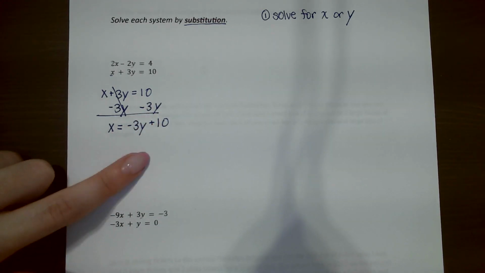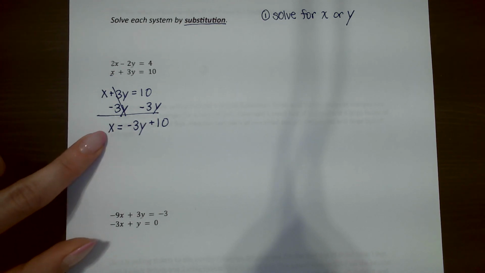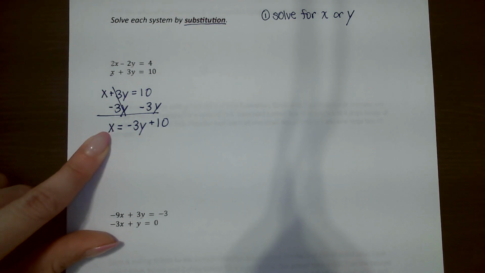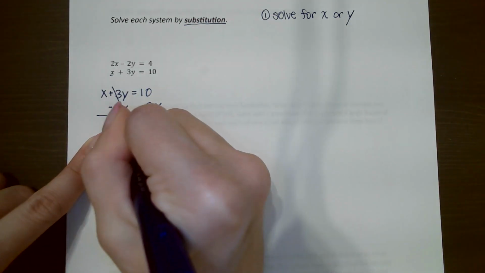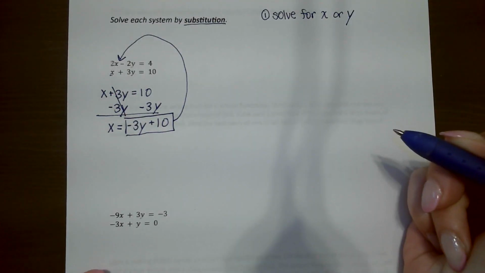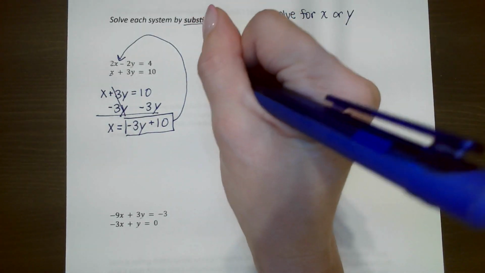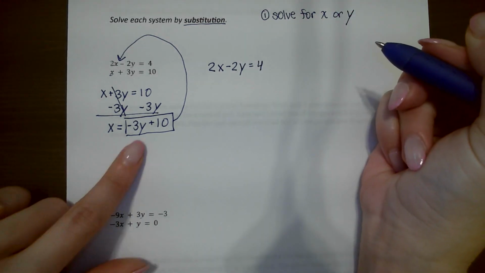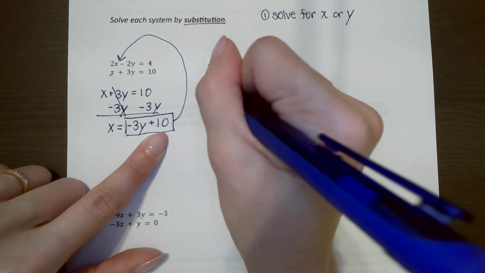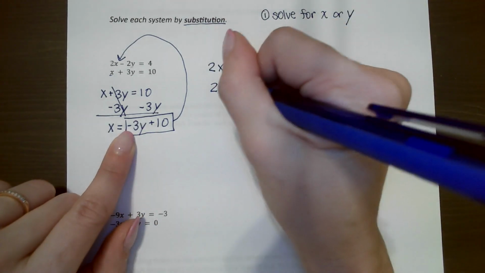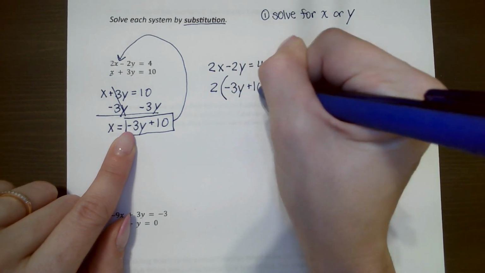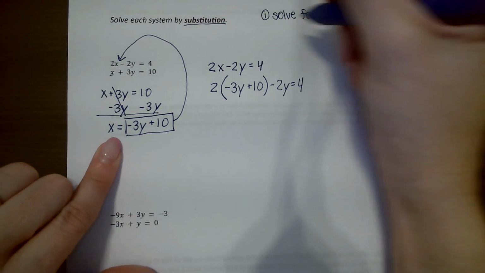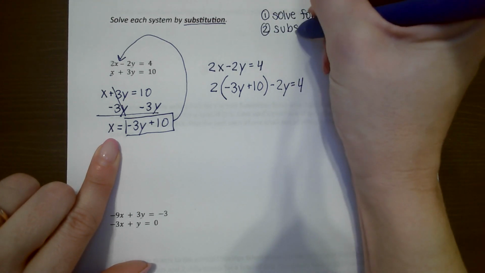Now, I technically have now gotten myself a value for x. It might not just be a regular number like we would love to have because that would be easier, but it does equal x. So my next step is to take that and plug it into one of my equations. It doesn't have to be other. I'm going to plug it into 2x minus 2y equals 4. So x is negative 3y plus 10. So using parentheses are key. I'm going to plug in negative 3y plus 10. There is my substitution. So we solve for x or y, then we substitute. So that's what we just did.